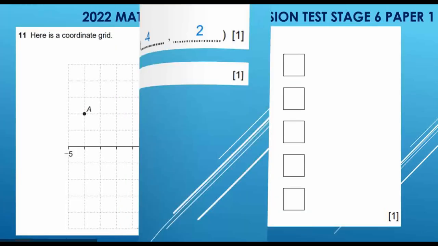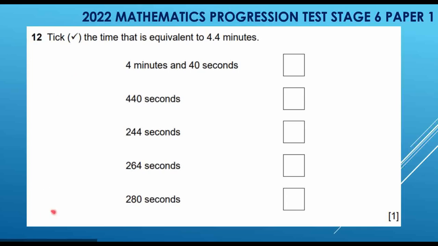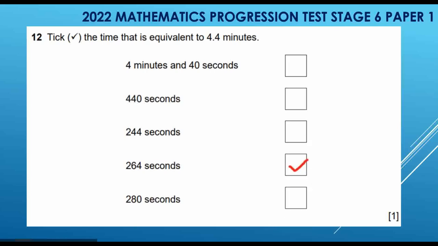So we move on to question 12. Take the time that is equivalent to 4.4 minutes. Is it 4 minutes and 40 seconds, 440 seconds, 244 seconds, 264 seconds, or 280 seconds? So the answer is 264 seconds, because 4.4 times 60 is 264.